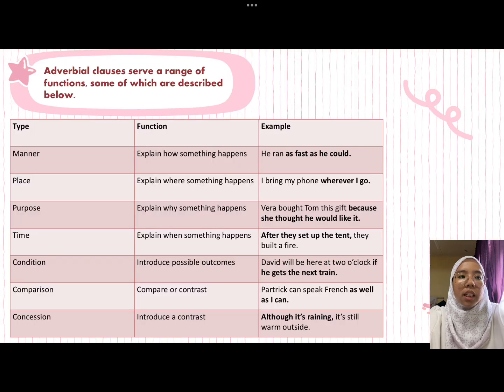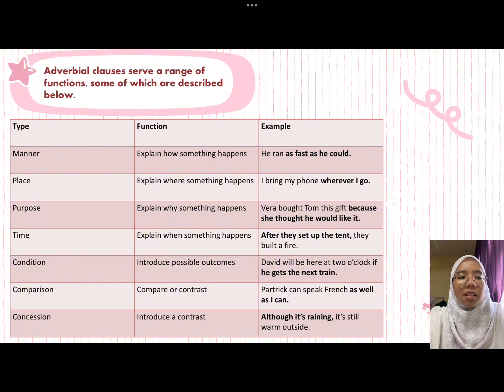Next, we will be talking about the function of adverb clauses. It's the same as adverb phrase. Adverb clauses can also explain how, where, why, and when something happens. As we can see here, the first one is, an adverb clause can explain how something happens. The example is, he ran as fast as he could. The example explains how he ran. Like, did he run slow or did he run fast? Thus, from this sentence, we can know that he ran as fast as he could.